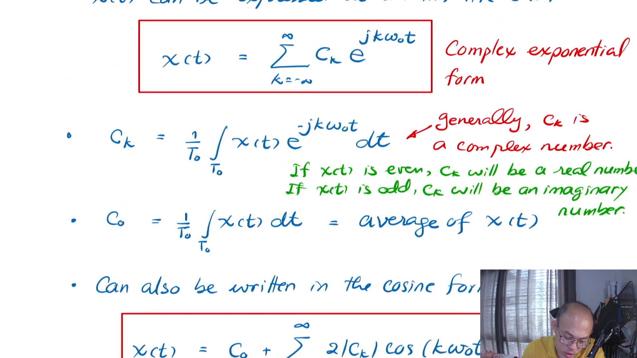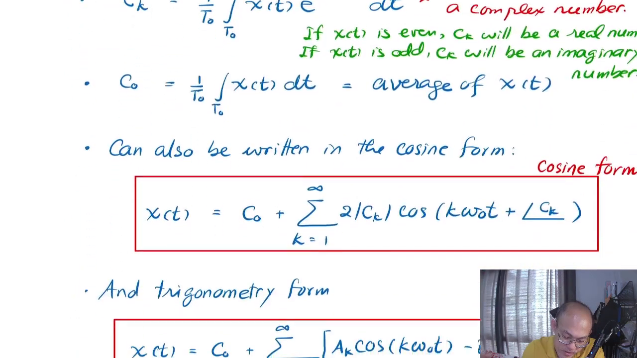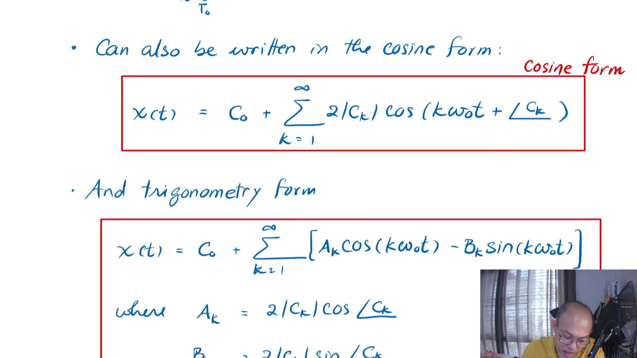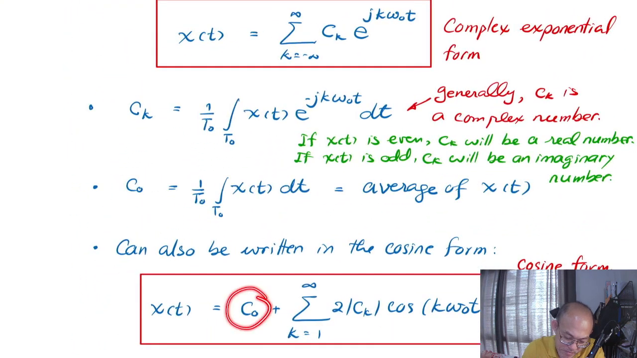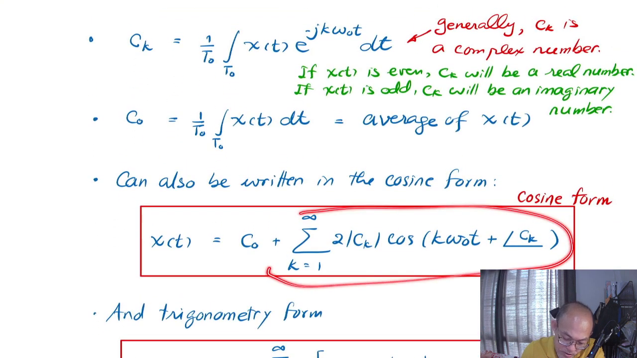Now we can show that this is called the complex exponential form. The complex exponential form written here using Euler's identity could also be expressed in a cosine form, and that cosine form is this. Now c0 here is the same as c0 here, which is the average of x, and the summation here you have to take into account. You have to notice that the index here in the cosine form starts from 1, so the index is only a positive number.